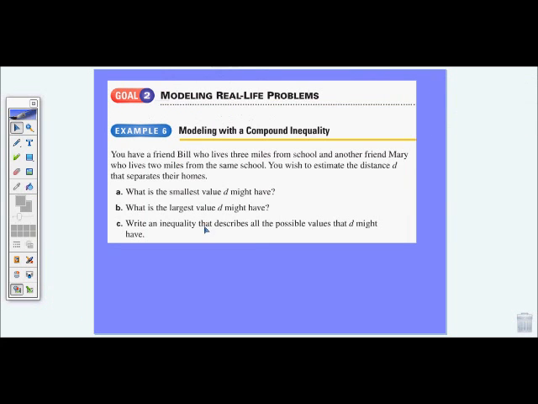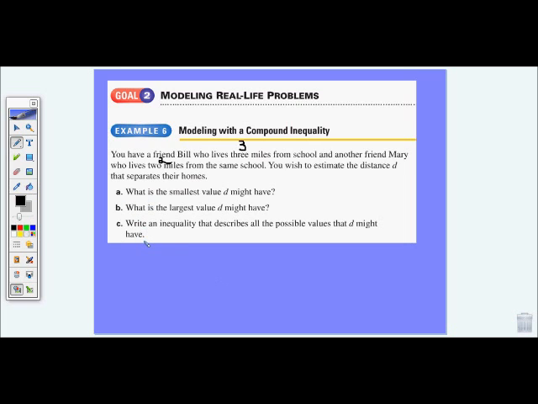Moving on to example 6, we're going to talk about some real life problems. I cheated a little and used the graphics from the book for this one. You have a friend, Bill, who lives 3 miles from school. And I'm going to go ahead and write 3 miles in here. Actually, I should do it on the next screen, but I'll do it on both. And another friend, Mary, who lives 2 miles from the same school. You wish to estimate the distance between the separate homes.